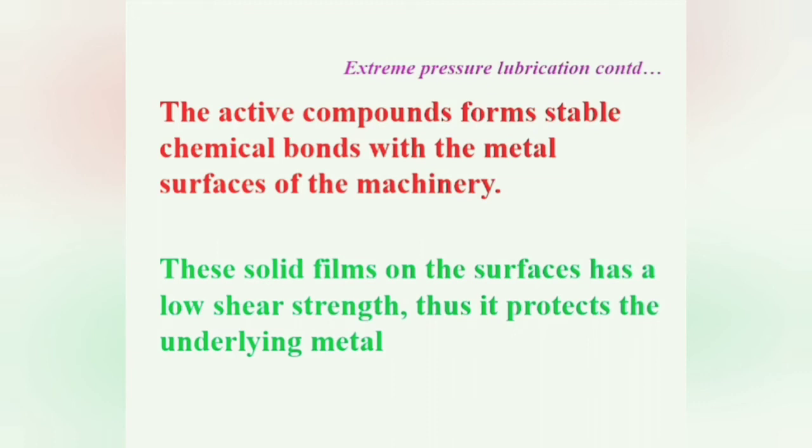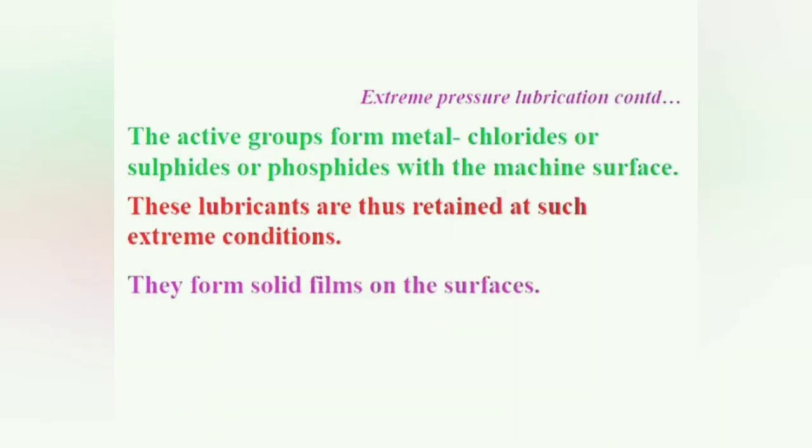These active compounds form stable chemical bonds with the metal surfaces of the machinery. All the machines have metal surfaces, and these solid films which are formed on the surfaces have a low shear strength. Therefore, it protects the underlying metal and suffices the purpose of protecting the metal surfaces of the machinery. The active groups form metal chlorides or sulphides or phosphides with the machine surface. These lubricants are retained at such extreme conditions. They do not vaporize away, they do not decompose, but they remain as solid films on the surfaces.